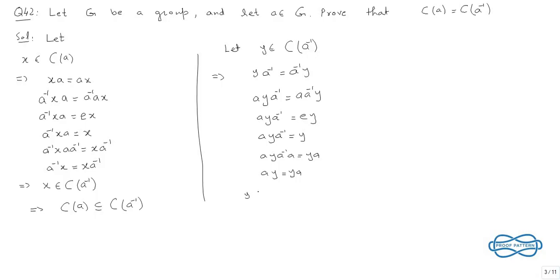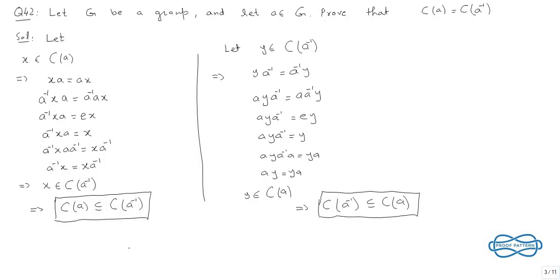This means y belongs to the centralizer of a, and since y was an arbitrary element of the centralizer of a inverse, the centralizer of a inverse is a subset of the centralizer of a. If we combine these two inclusions, we have equality. This means the centralizer of a is equal to the centralizer of a inverse. Alright, we move to the next question.